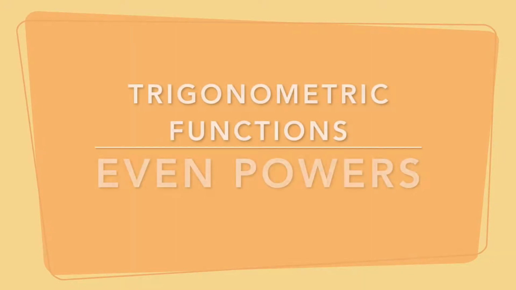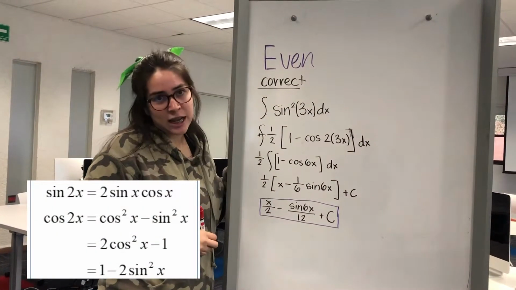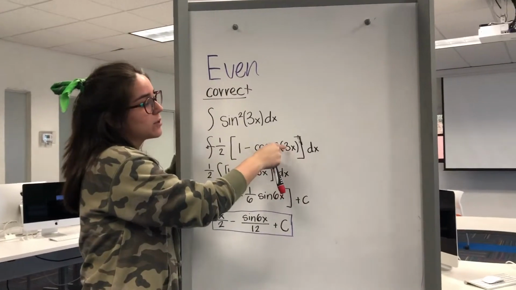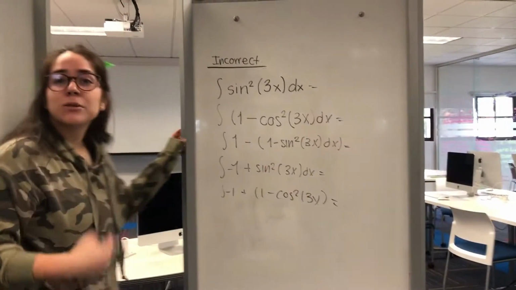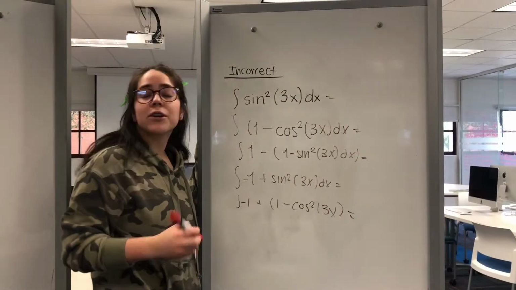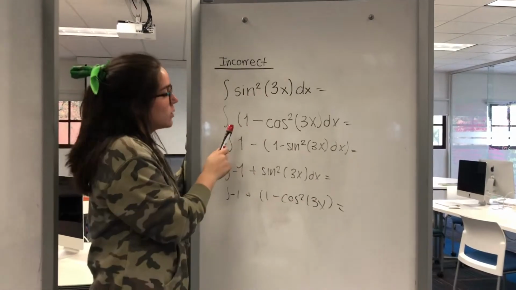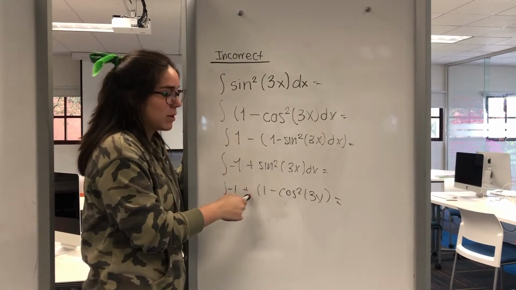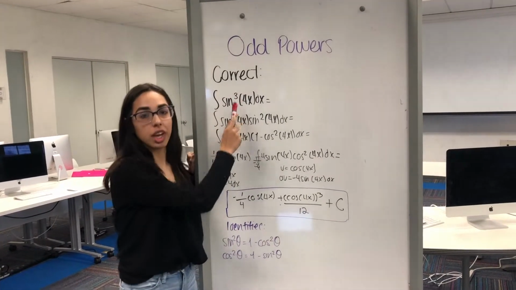When dealing with even powers in trigonometric functions, you have to use the double angle identity. So here you have to use 1/2 times 1 minus cosine of 2 times 3x. You solve it and then you get the answer. The incorrect way to do it is by using the Pythagorean identity, which is 1 minus cosine squared of 3x. If you use the Pythagorean identities, you would end up having to use them all the time and you will never finish your problem.